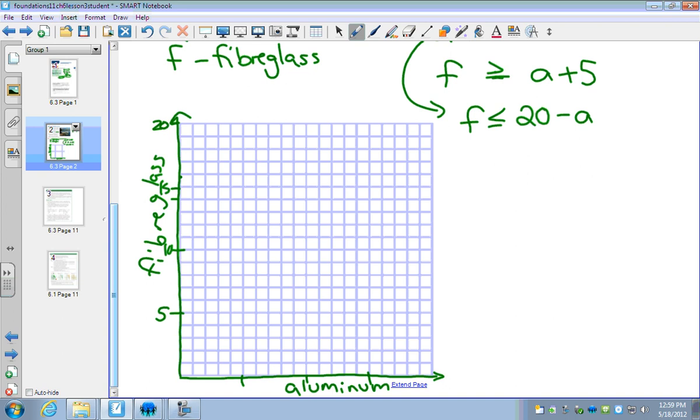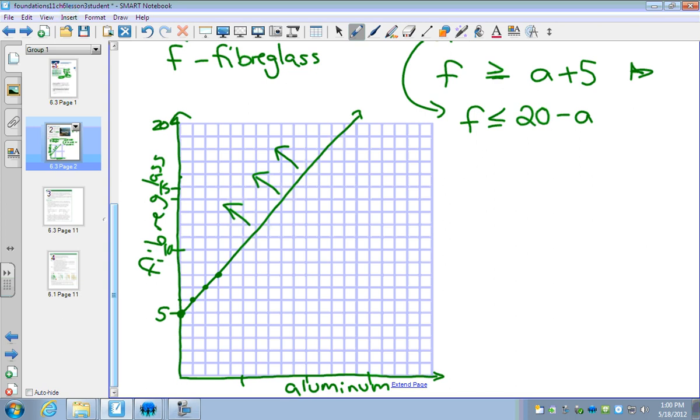So my y-intercept in this first one is 5. And my slope is 1. I rise 1 and I run 1. Rise 1, run 1. And I'm going to get a line that looks something like that. Okay? And I'm talking about all the f that are greater than or equal to, so I'm talking about everything above here.